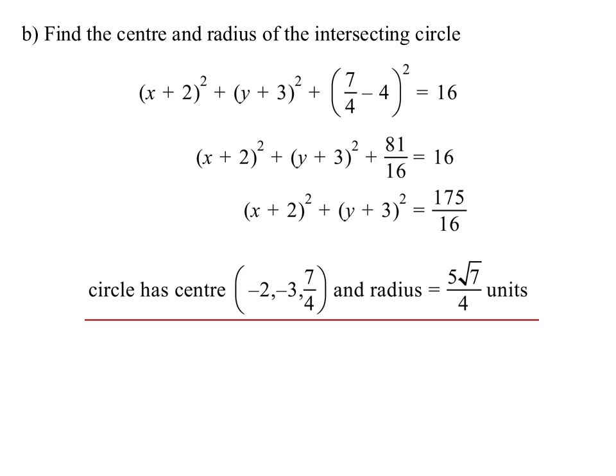But be careful with something like this. It's very tempting to just go, oh, the centre is (−2, −3). No, it's in 3 dimensions. Remember, z was a constant 7/4. So the centre is (−2, −3, 7/4). And the radius, we do it the normal way. Find that square root, we get 5√7/4.